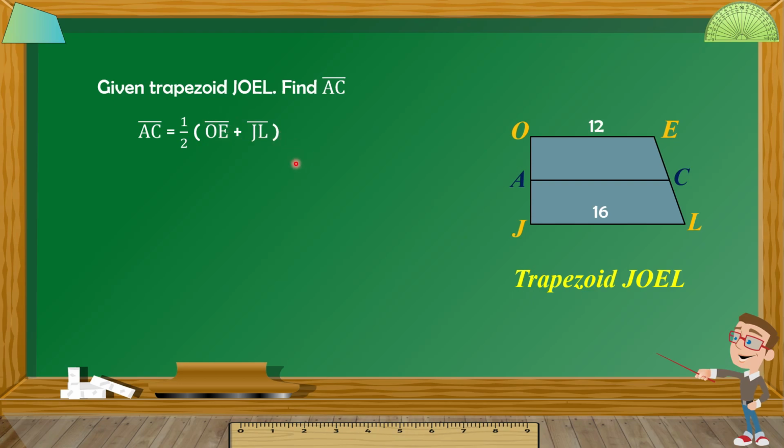And then, substitute lang natin mga given values niyan. Si OE, papalitan natin ng 12 at si JL ay papalitan natin ng 16. And then, simplify lang natin 12 plus 16, that is 28. And 1/2 ng 28 ay 14. So, therefore, yung median natin dito, yung length niya ay 14.